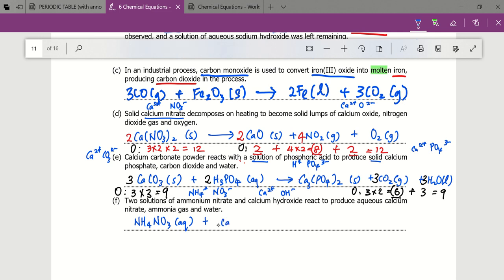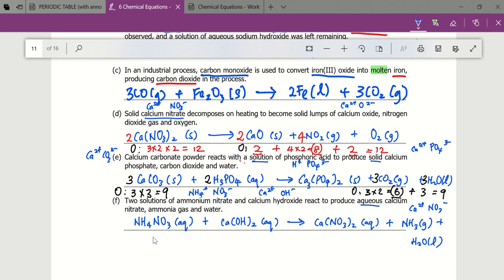So this is Ca(OH)2, aqueous, reacts to produce calcium nitrate, Ca2 plus and NO3 minus, Ca(NO3)2. This is aqueous, right? Aqueous over here, plus ammonia gas, NH3 gas, plus water, H2O liquid. So let's balance.